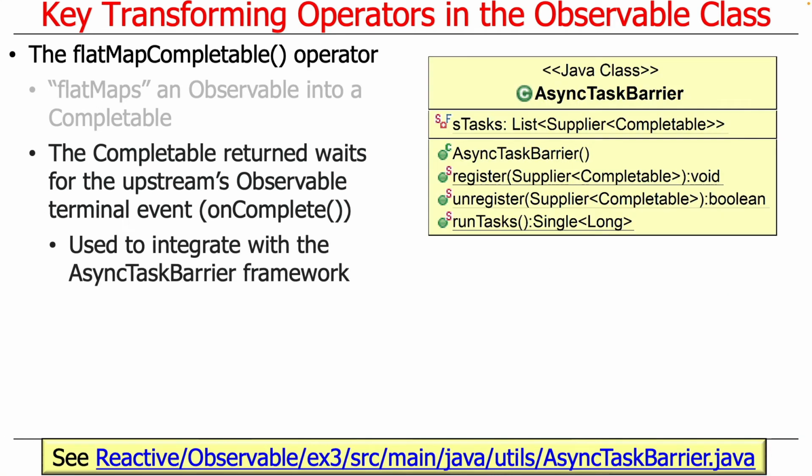And we use flatMapCompletable in our implementation of the RxJava version of the async task barrier. If you recall, we have this async task barrier. I always show you that whenever we look at the test programs. It's basically barrier synchronization. It lets a bunch of asynchronous tasks run in the background, and as they complete, it keeps track of them. And when they're all done, then it returns.